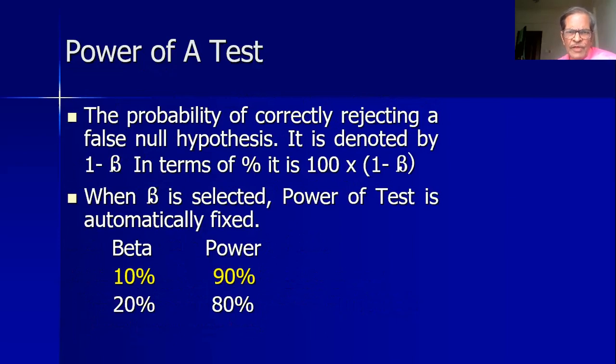Power of test is the other side of the coin for the beta error. The power of the test is the probability of correctly rejecting a false null hypothesis. It is denoted by 1 minus beta, and in terms of percentages, it would be 100 into 1 minus beta. When beta is selected, the power of test is also automatically selected. So if the beta is 10%, the power is automatically 90%. If the beta is 20%, the power of test is automatically 80%. If beta error is 0.1, then the power is 0.9. If the beta error is 0.2, the power is 0.8 automatically.